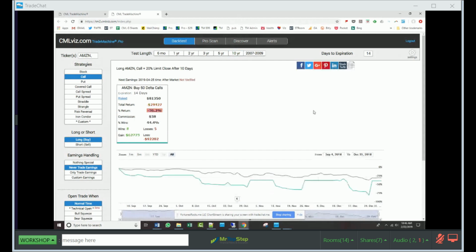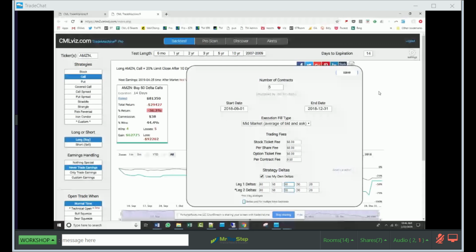Not good, not good. A lot of people don't know this about the seasonality of Amazon. It's obvious it's a retail stock. I know the cloud business is making all of its profits, but it's still considered a retail stock. This is a tough time period for Amazon. So that's how I would test seasonality.